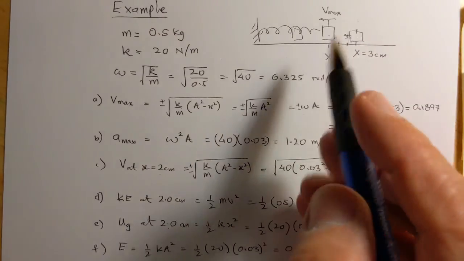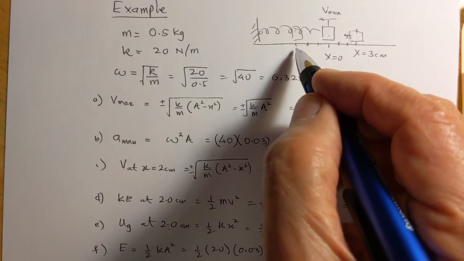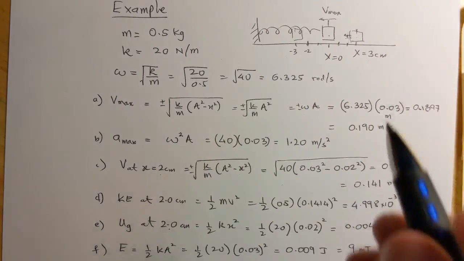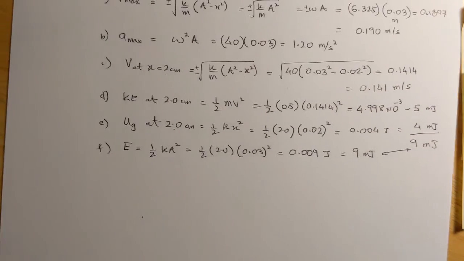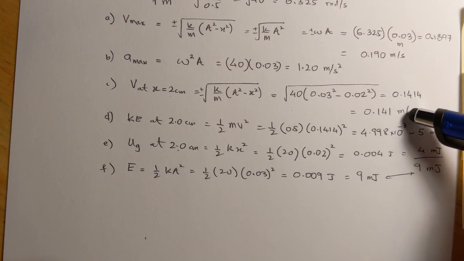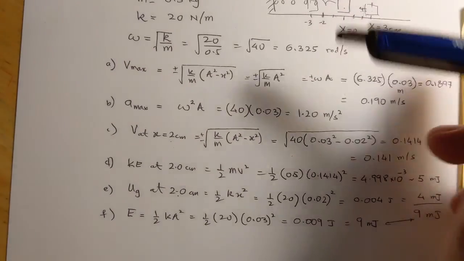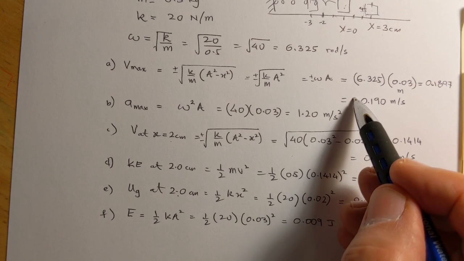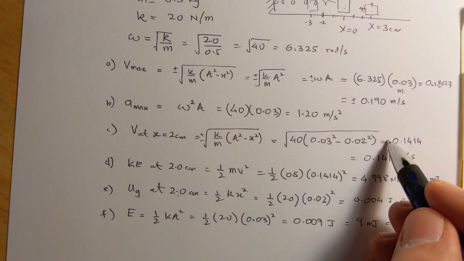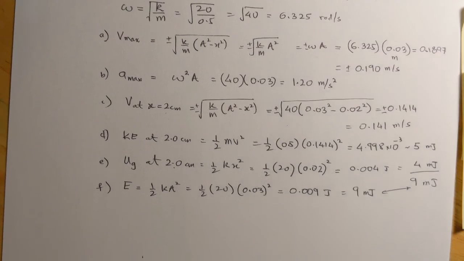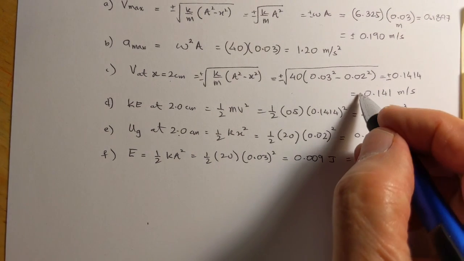Now if we want to find it at minus 3 centimeters, that's minus 2 centimeters. If you want to find it here, the values will all be exactly the same. The potential energy and kinetic energy will be exactly the same. The velocity will be the negative of this value, and that's the only difference. And the V max, well, that would be here. When it's going the other way, it would have a different sign. So it could be a plus or a minus depending on which way it's going. So it should have a plus or a minus here too. Whenever we take the square root, we should have a plus and minus.